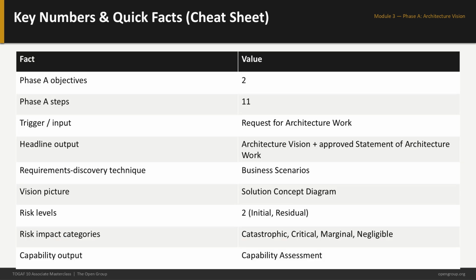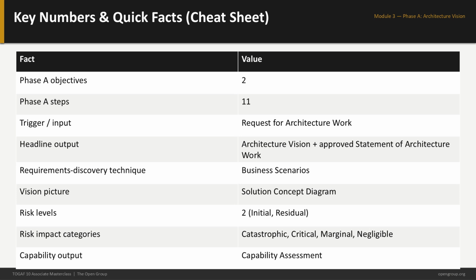Here's your phase A cheat sheet. 2 objectives. 11 steps. The trigger and input is the request for architecture work. The headline output is the architecture vision plus the approved statement of architecture work. The requirements discovery technique is business scenarios.